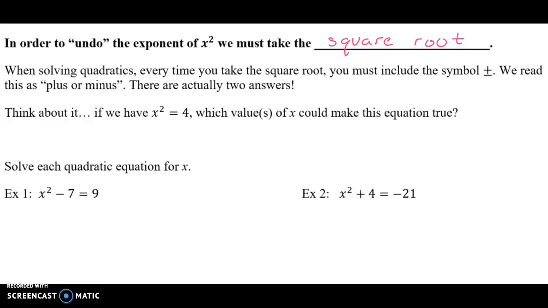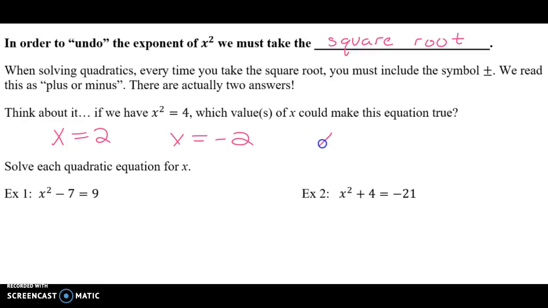What number squared gives me 4? 2. That's not the only answer, though. -2, right? What's -2 times itself? +4. So we have two answers. The answer to x squared equals 4 is 2 and -2.